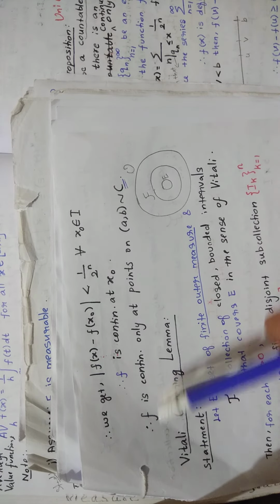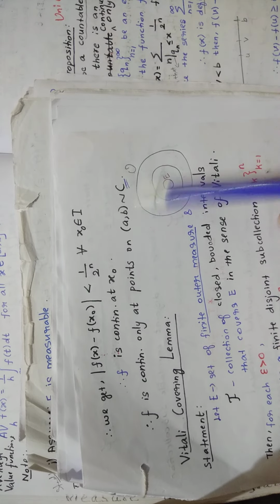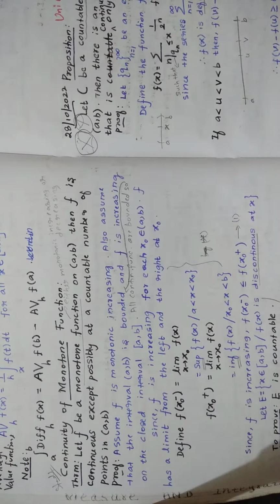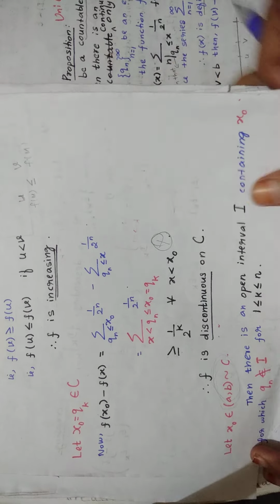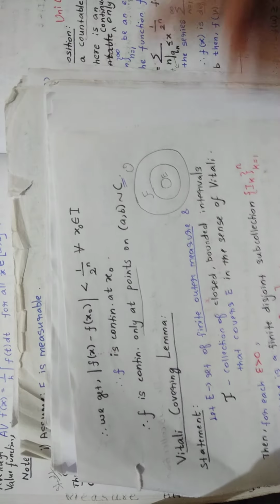So you have proved it. F is continuous only at the point of this. To say this, only at the point, you are finding in between that f is discontinuous on C. That is the reason behind finding this. So I hope you can understand this.